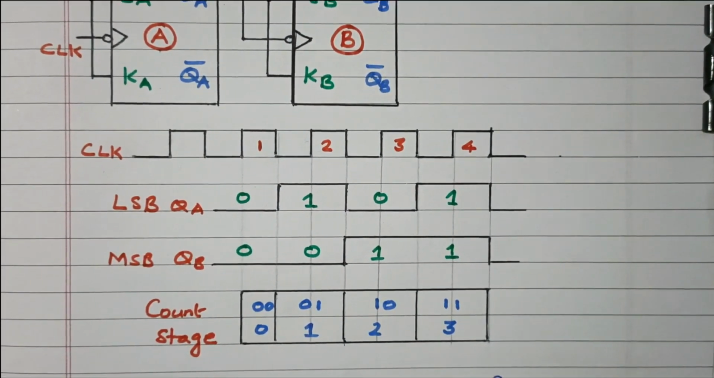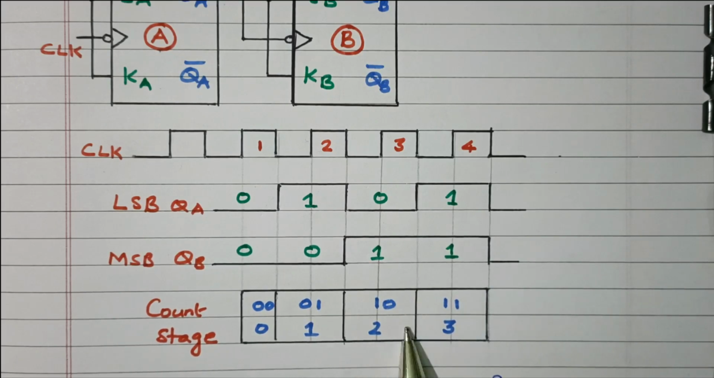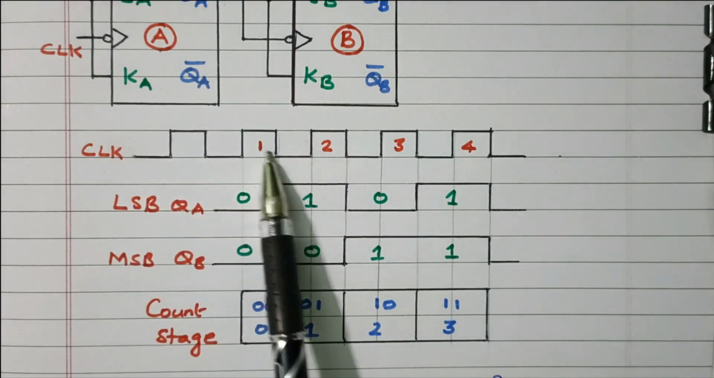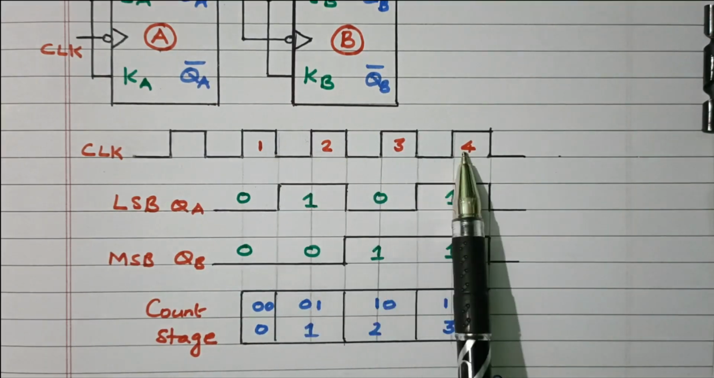Up counter means counting from 0 to maximum, right? So this is the counting: 00, 01, 10, 11. The states are 0, 1, 2, 3. There are 4 states we are getting. Now we'll see how we got this counting. So this is the clock pulse: 1, 2, 3, 4. We have 4 clock pulses available.